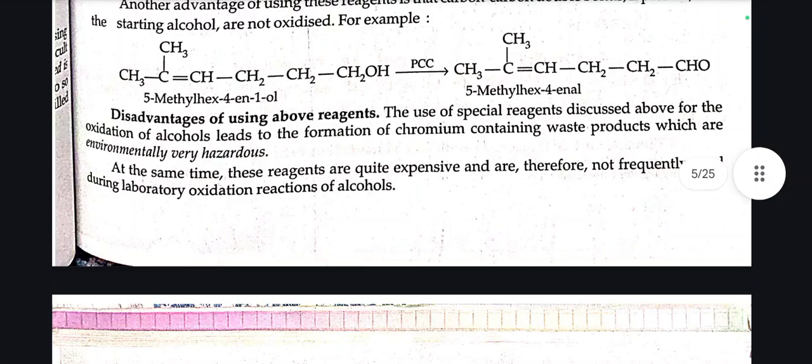Now, disadvantages of using the above reagents. The use of special reagents discussed above for the oxidation of alcohol leads to the formation of chromium containing waste products which are environmentally very hazardous. At the same time, these reagents are quite expensive and are therefore not frequently used during laboratory oxidation reactions of alcohols.